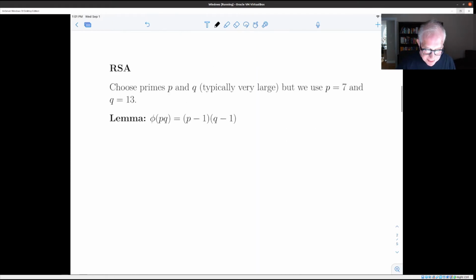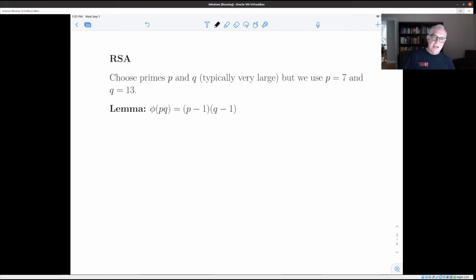So I'm going to describe this method, which was published by Rivest, Shamir, and Adleman. That's where the name RSA comes from, in the 70s, but it was actually discovered by the British cryptographic team at Bletchley Park during World War II, but they kept it secret. So it didn't become publicly known until the 70s, and it's therefore known as the RSA algorithm. To make RSA work, we're going to choose two primes. Typically, these are very large prime numbers, but in the example that I'm going to work through, we're going to use the primes 7 and 13. So there's not going to be a lot of security here.